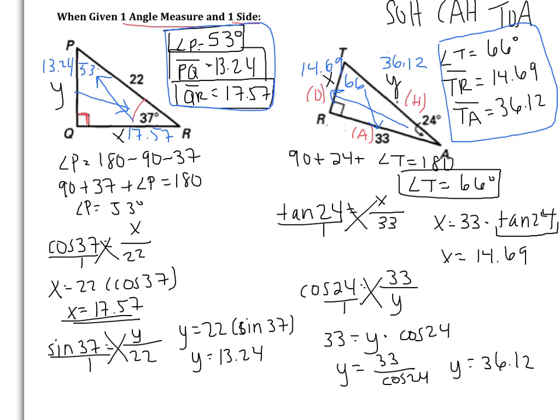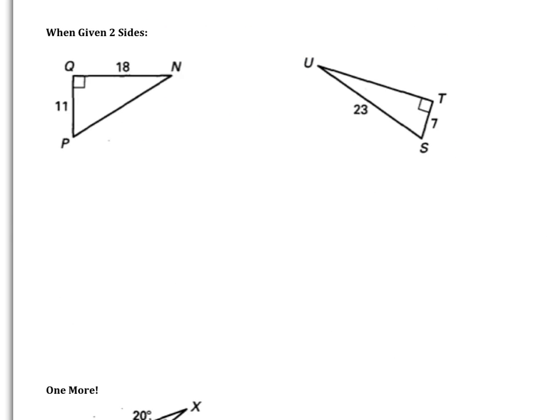So again, that's just review. All we're doing is taking those skills that we've learned and putting them together. So this is the case where we're given one angle measure and one side. Flip the page, please. Here's the case where we are given two sides. So what we're going to have to do is solve for the third side and the two angles. Okay, now when solving for sides, I'm going to solve for the side first.